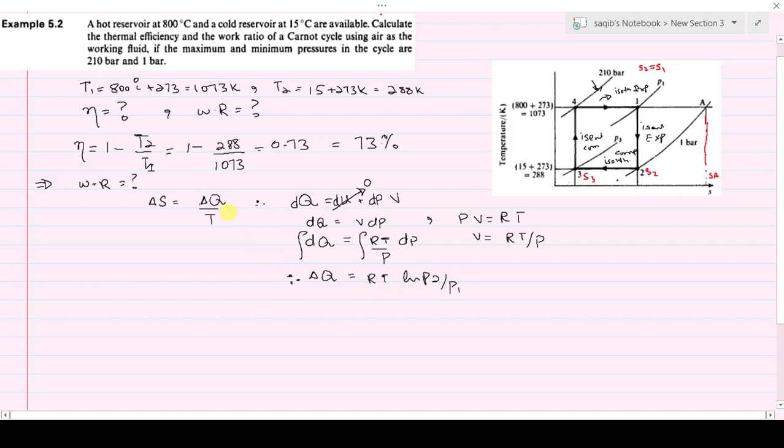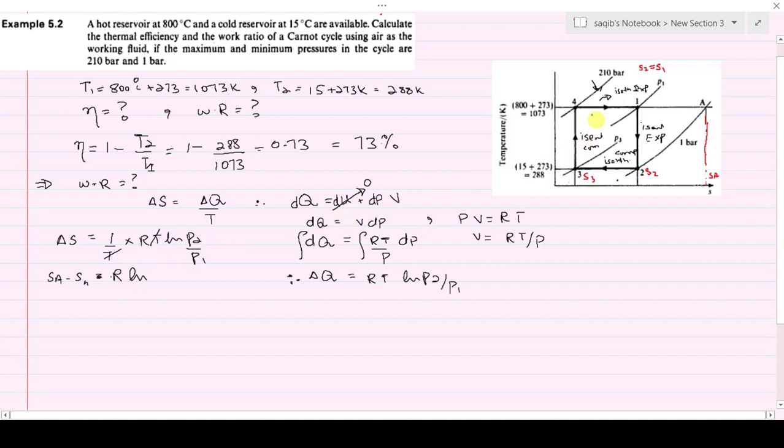So we can put this formula into the definition of the entropy. So you get del S is equal to 1 over T, multiplied by RT into ln P2 divided by P1. So this T will be cancelled with this T, and the change in entropy, from point 4 up to A, the pressure will also vary in this case. So the points are SA up to S4. So entropy at SA is higher than S4. So you will get it equal to R ln.